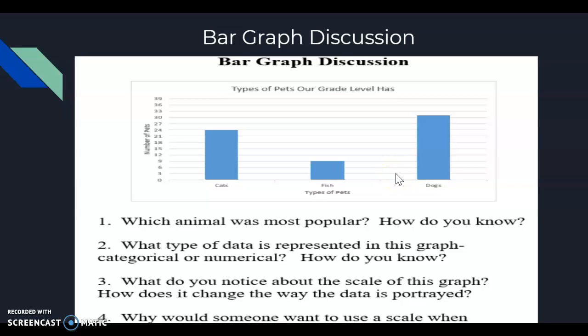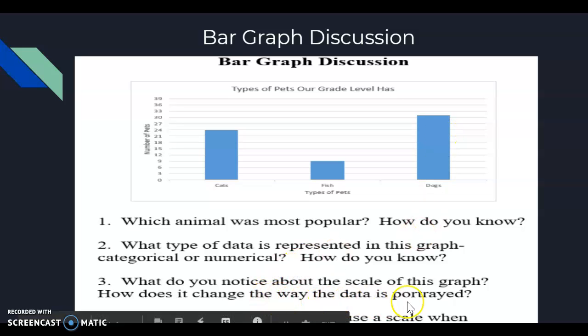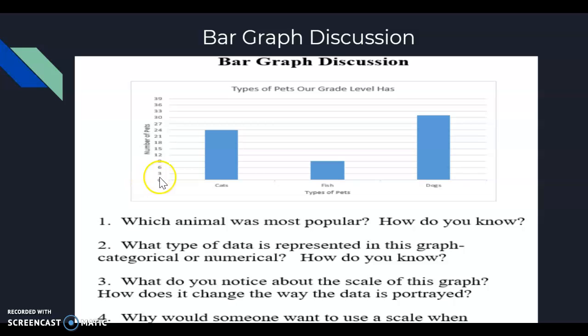And we're going to move on. I think I might have answered everything. Okay, so how does it change the way the data is portrayed? It changes the actual size of the bars. So it changes the size of the bars, but it doesn't change the proportion between the bars.